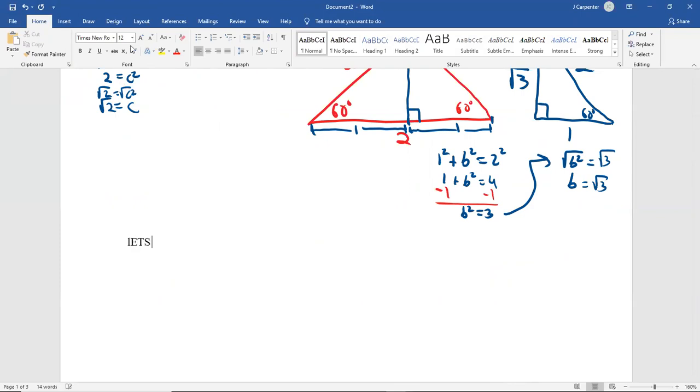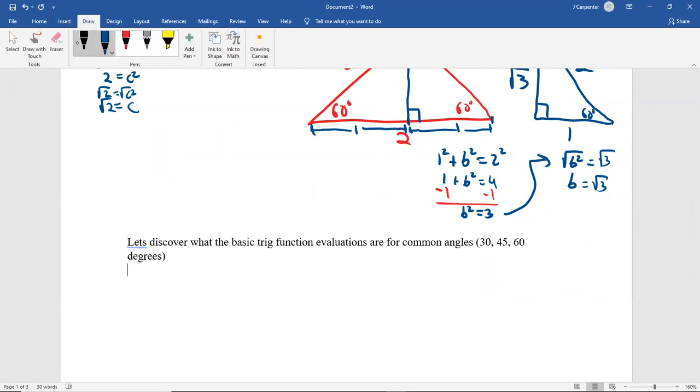So let's discover what the basic trig function evaluations are for common angles: 30, 45, and 60 degrees. So for the sine of 45 degrees, we'll do the 45 first. Sine of 45 degrees. Now remember, SOHCAHTOA.